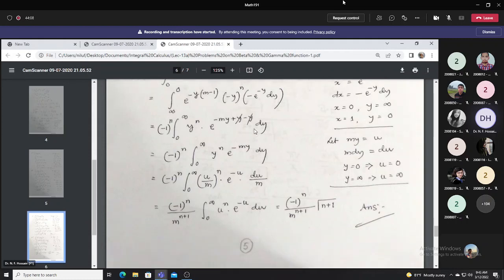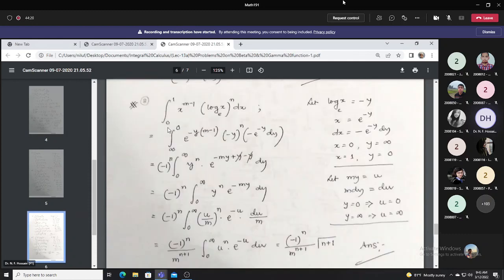Okay, now you do the algebra. Here, minus 1, if you separate this negative sign, it should be minus 1 whole to the power n, which is taken outside. We do not know the value of n, so we can write it down. And this minus sign is adjusted with the limits. So 0 to infinity. Now what comes? Y to the power n, and what is the power of e? E to the power minus ym plus y minus y. So plus y minus y cancel out. We have y to the power n e to the power minus my.